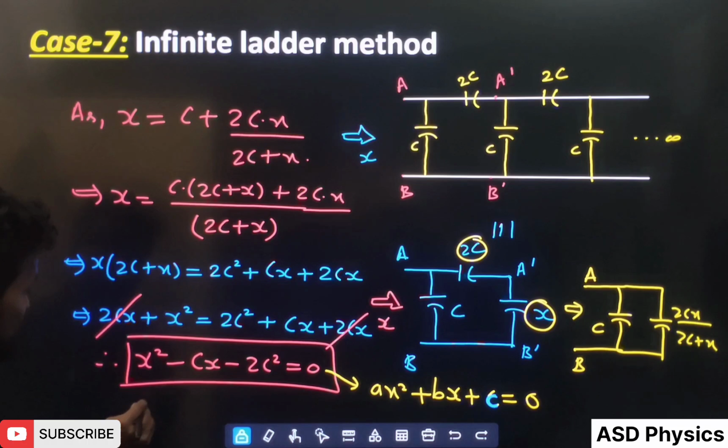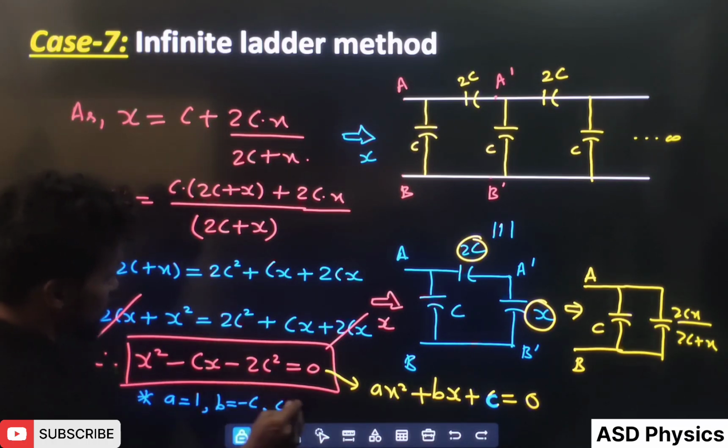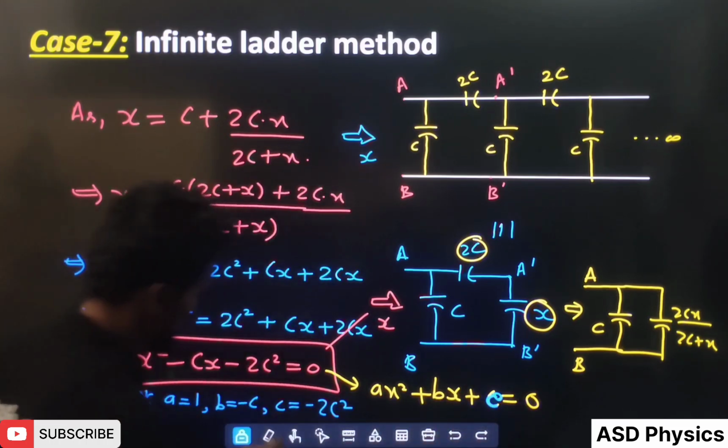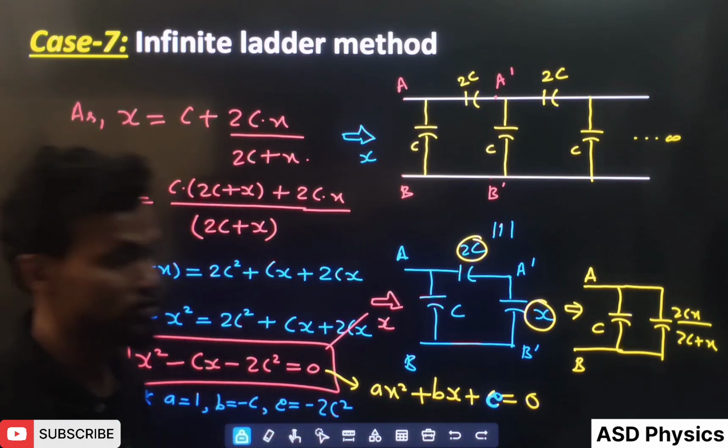So what will happen here, students, if I write here c, we can write here a equal to 1, b equal to minus c, and small c. The small c equal to how much is there students? c minus 2c square. Again I'm telling that even if you want, you can write here e also. So a equal to 1, b equal to minus c, and e equal to minus 2c square.